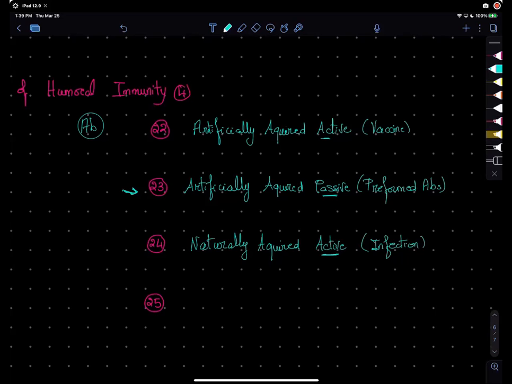All right. It might also be a naturally acquired passive. How do I get a naturally acquired passive? How to get preformed antibodies naturally? Yeah, during pregnancy?